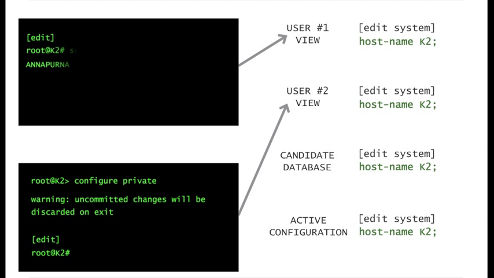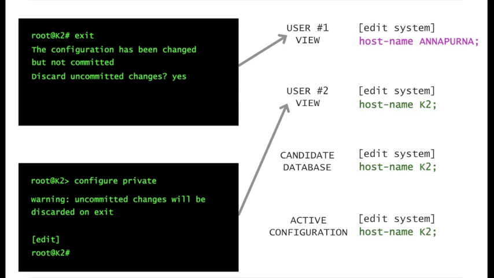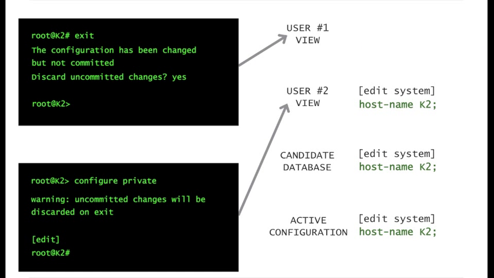When user 1 sets a new host name, the changes are local to its view. So if user 2 executes show system host name at this time, it would still see K2. When user 1 exits the private configuration session, the changes are discarded. This is completely different from the default configuration mode, where the candidate database kept the changes even after the user closed the session.